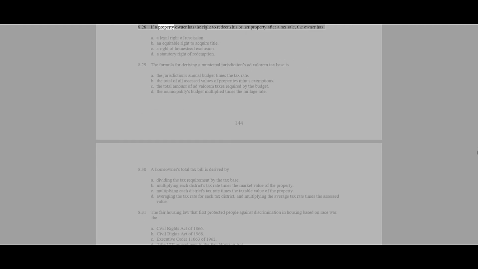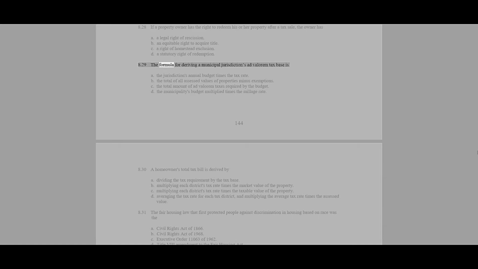8.28 If a property owner has the right to redeem his or her property after a tax sale, the owner has A. A legal right of rescission. B. An equitable right to acquire title. C. A right of homestead exclusion. D. A statutory right of redemption.